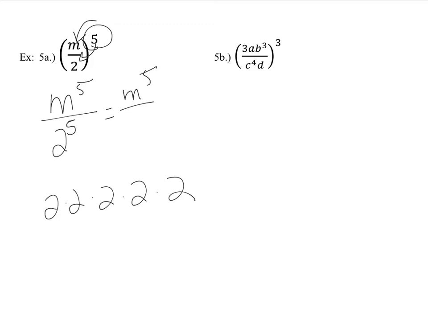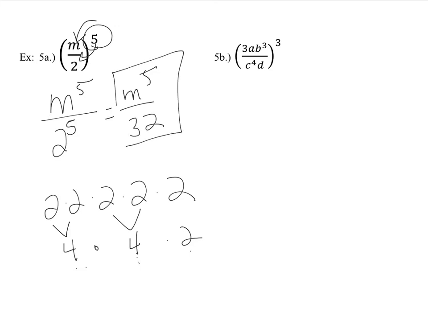If you can't do it in your head, I like to do it this way. Make that a 4, make that a 4 times 2, right? So you can do 4 times 2 is 8, times 4 is 32, or 4 times 4 is 16, 16 times 2 is 32. So m to the 5th over 32. All right, the next one.